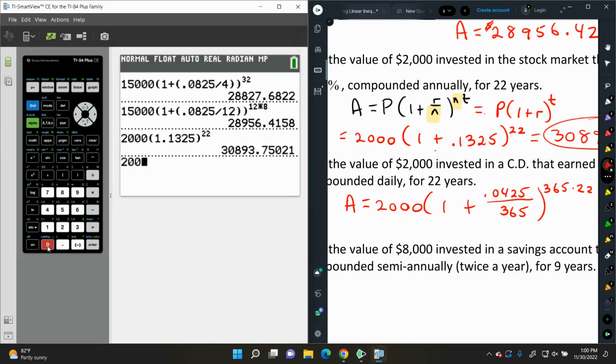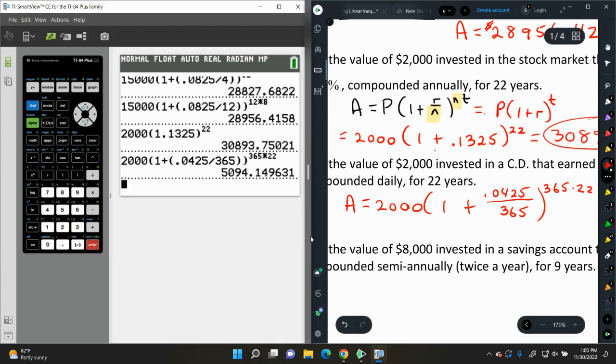So we have 2,000 times 1 plus, I'm going to use my extra parentheses, 0.0425 divided by 365 to the power of 365 times 22. Okay. Does that sound right? $5,094.15. Okay. Questions?